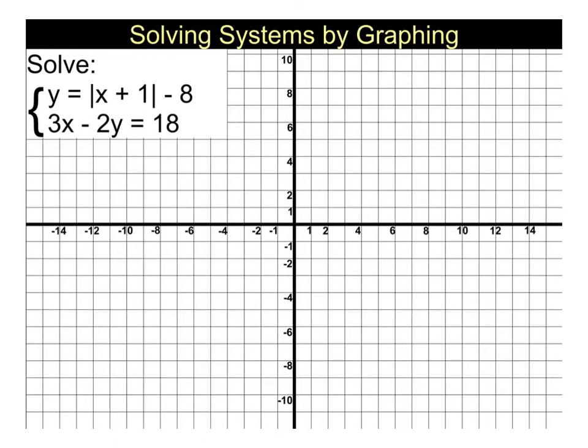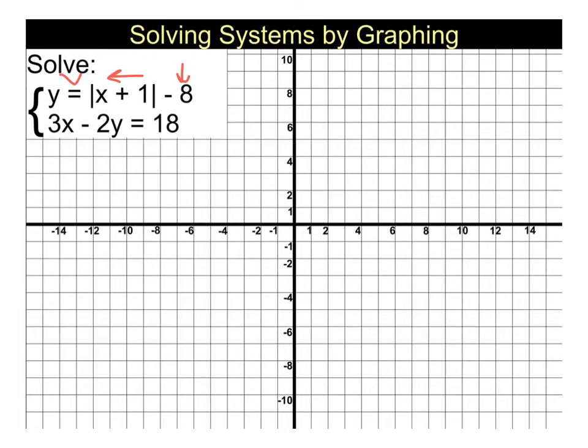All right, so for solving this system by graphing, again, we're going to graph each of these equations, and then we'll just see where they happen to cross. And so for that first one, okay, hopefully straightforward. The x plus 1, that tells me go left 1. The minus 8, that tells me go down 8. Put my first point there. And then because absolute value, I know it's going to be a V-shaped graph. No problem.